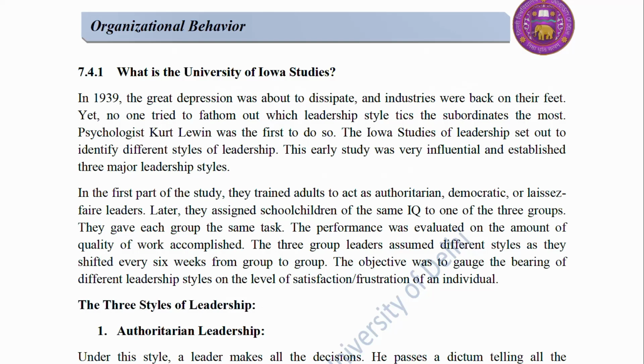Later, they assigned school children of the same IQ to one of the three groups. They gave each group the same task. The performance was evaluated on the amount and quality of work accomplished. The three group leaders assumed different styles as they were shifted every 6 weeks from group to group. The objective was to gauge the bearing of different leadership styles on the level of satisfaction and frustration of an individual.